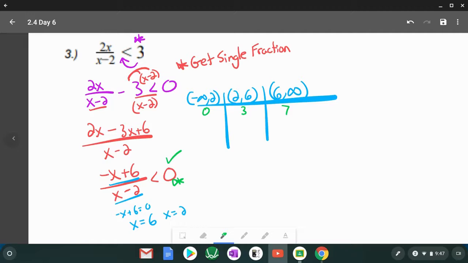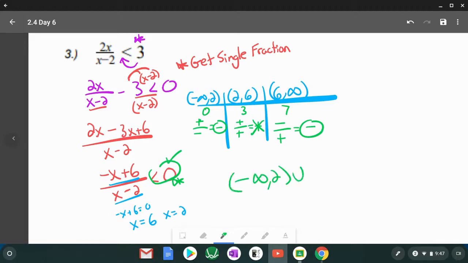So if I plug in 0, I have a positive 6 divided by a negative 2, which is a negative. Since we're looking for less than 0, this would be part of my solution set. This would be a positive over a positive, which is a positive, not in our solution, and then a negative over a positive, which would be a negative. So our solution set is negative infinity to 2, and then from 6 to infinity.